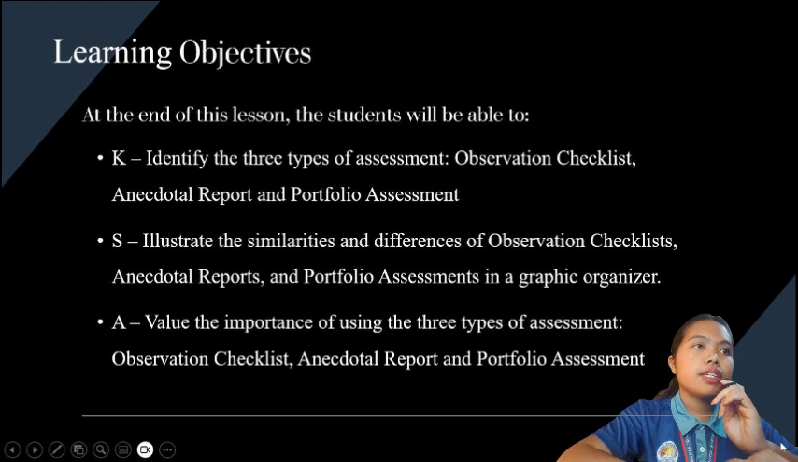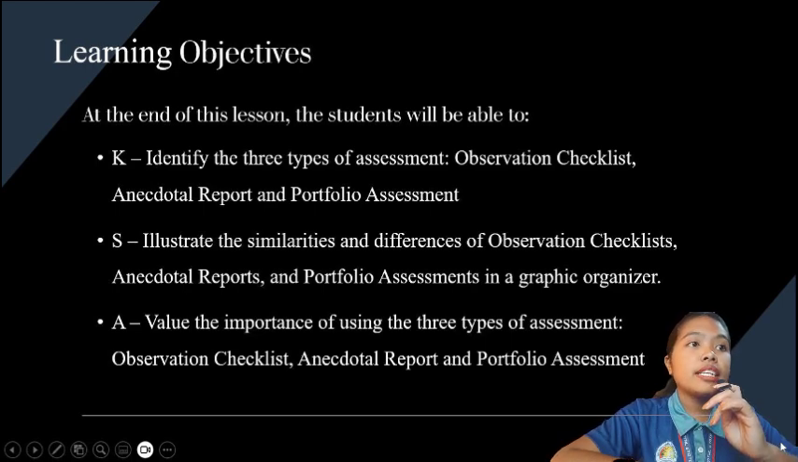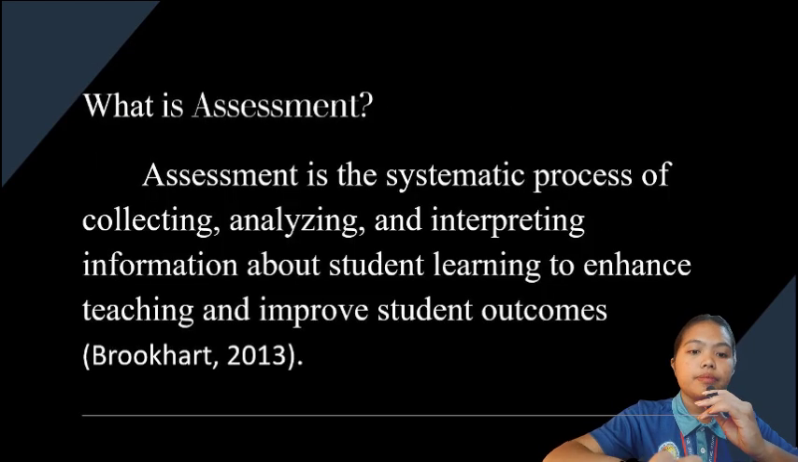So let's read first the objectives. At the end of this lesson, the students will be able to identify the three types of assessment: observation checklist, anecdotal report, and portfolio assessment. Illustrate the similarities and differences of observation checklist, anecdotal reports, and portfolio assessment in a graphic organizer. Value the importance of using the three types of assessment: observation checklist, anecdotal report, and portfolio assessment.